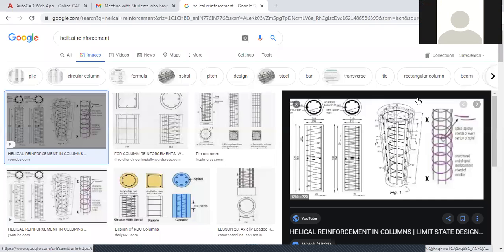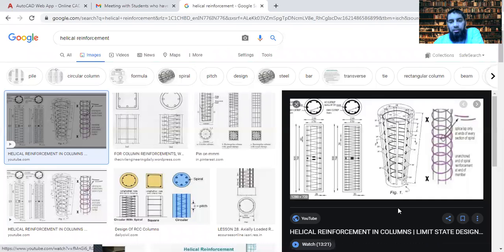If you check, for example, it starts from here and it's ending here. Now this is one pitch length. One pitch length is when it starts from here and ends here. Then you have another pitch length starting from here and ending here. Now, what is the length of this winding bar? How do you calculate that?